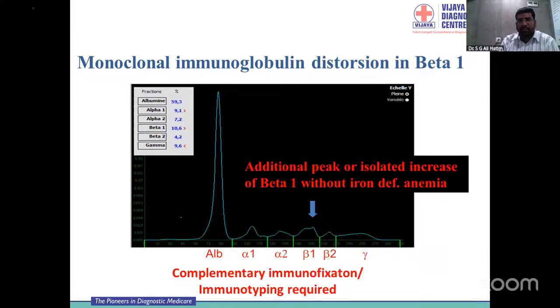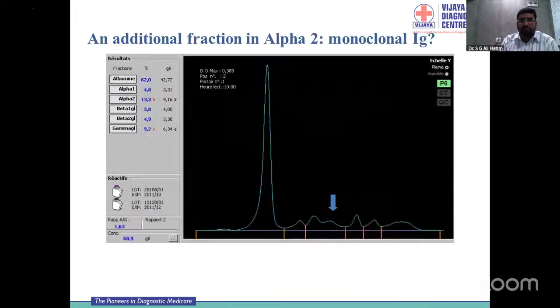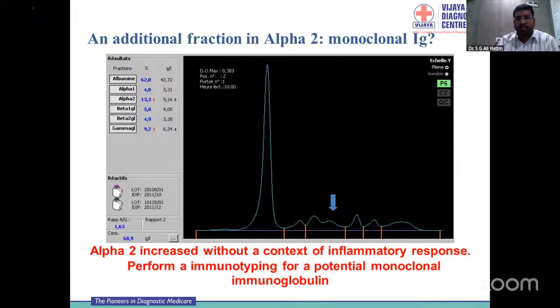So, an additional peak in the beta 1 region without iron deficiency. If there is iron deficiency, sometimes you can get a peak like this. Here there is one additional fraction in alpha 2. This can be a monoclonal immunoglobulin again. So to confirm that, we need to run the sample for immunotyping or immunofixation.